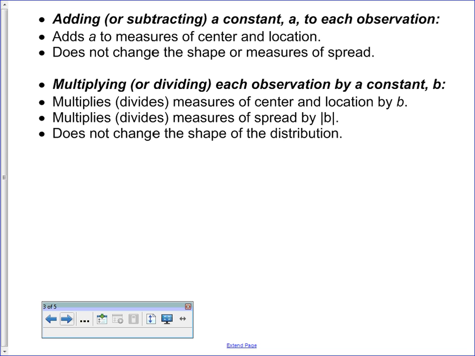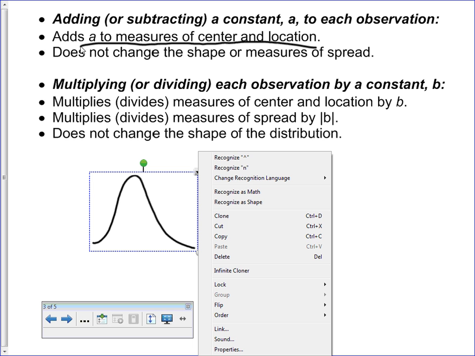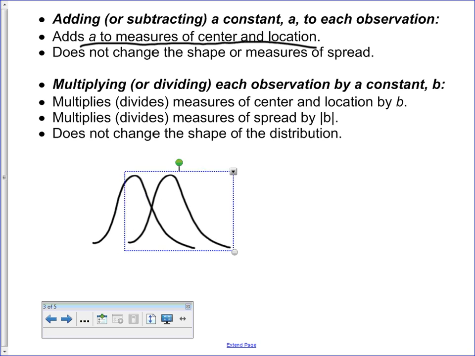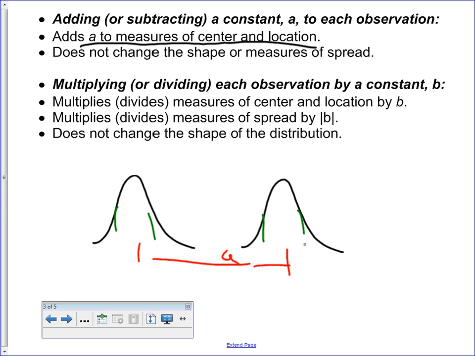And that effect is if you add a constant a to each observation, it adds a to the measures of center and location. So if we had a distribution of a random variable and we added something to it, it would just move it. The shape would stay the same, right? And the center would shift by a, because we added the same thing to every single one of them. It does not change the shape of the distribution, and it does not change the spread.